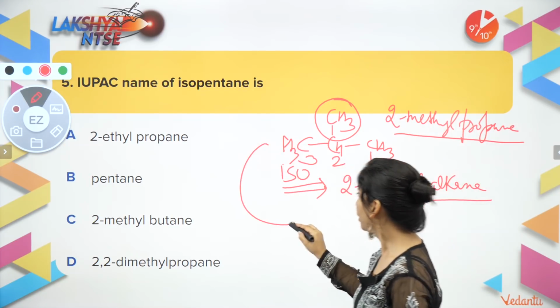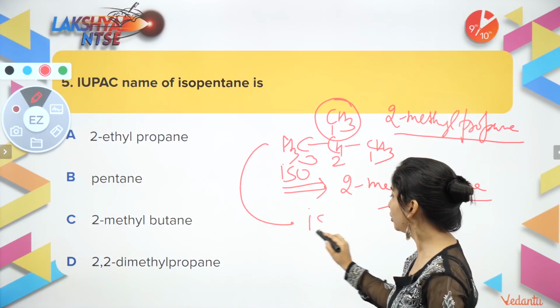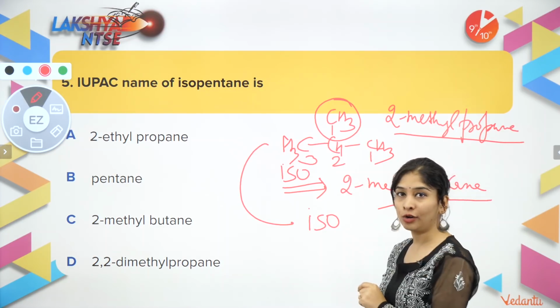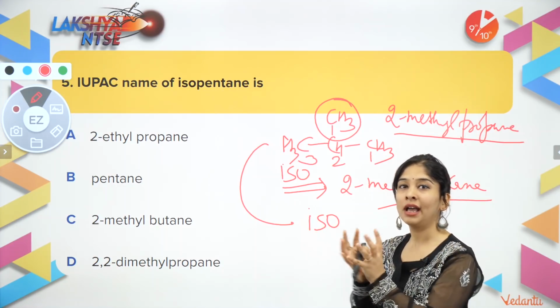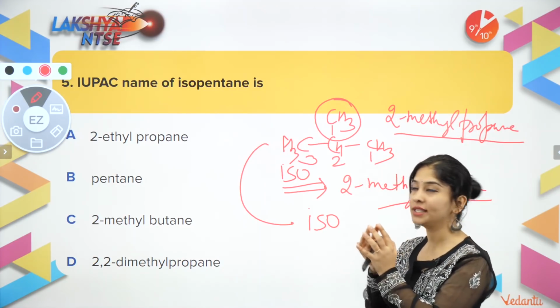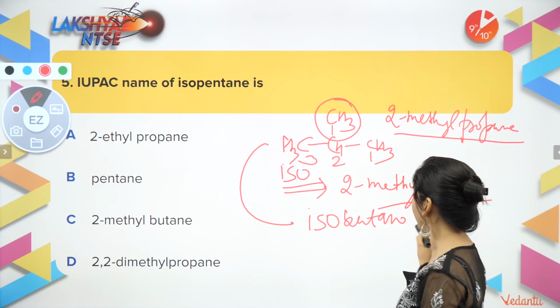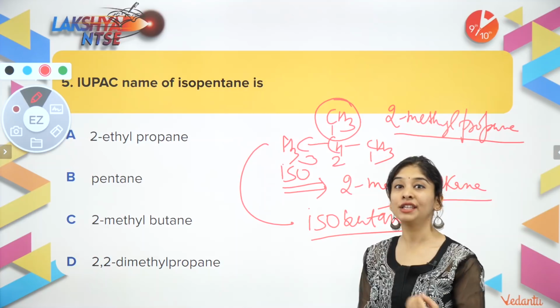Scientific name done. In the common name, as I told you, we are going to use iso. How do we write the common name? Look, iso means a 2-methyl group. Now we summarize the total number of carbons there. 4. So this is but, this is ane. So this substance is isobutane.